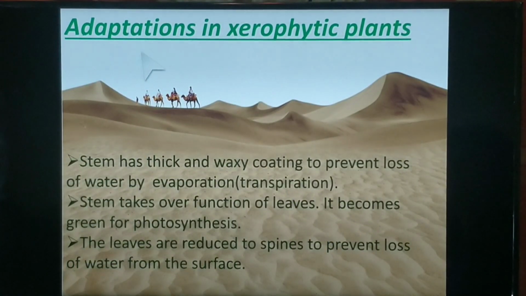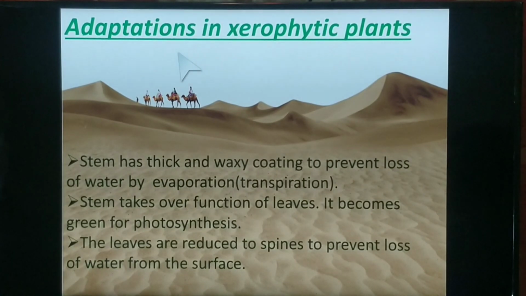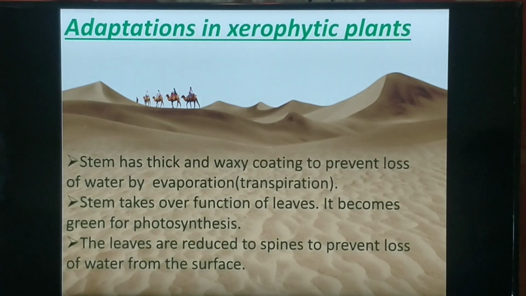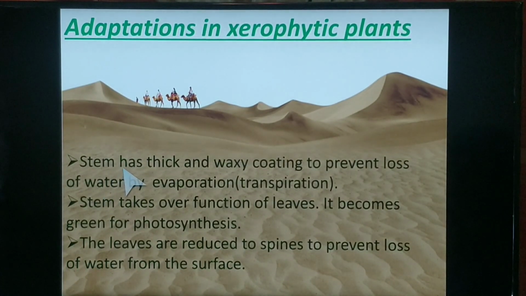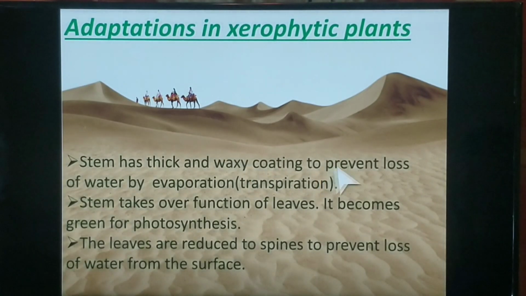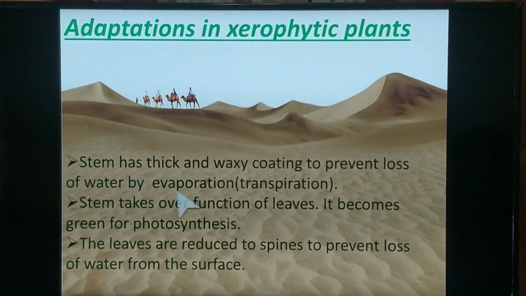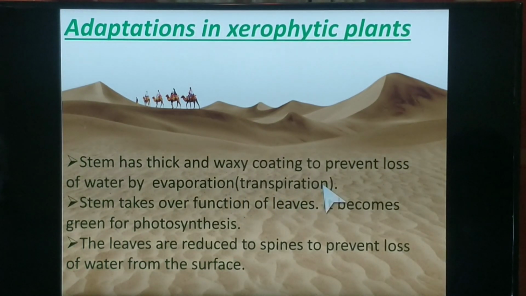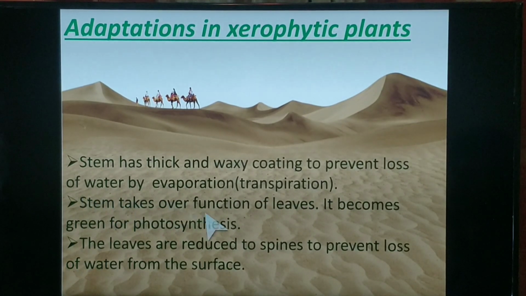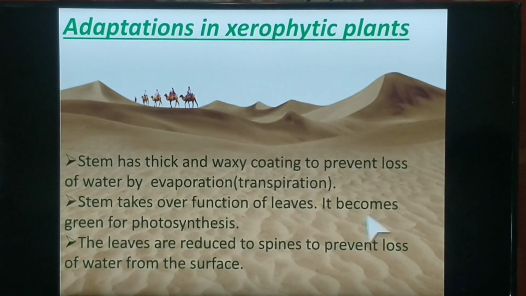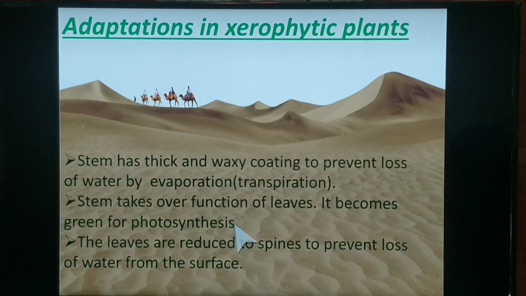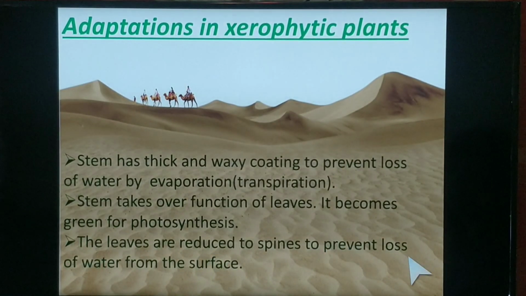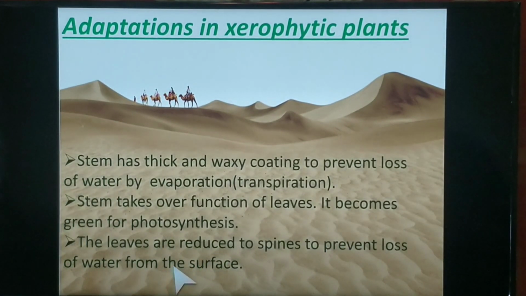They have certain adaptations, meaning their body has changed into certain characteristics. The stem has a thick and waxy coating to prevent loss of water by evaporation. This process is called transpiration. The stem takes over the function of leaves. It becomes green for photosynthesis. The leaves are reduced to spines to prevent loss of water from the surface.